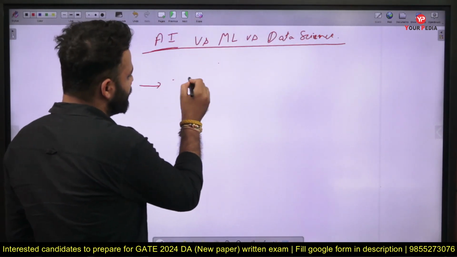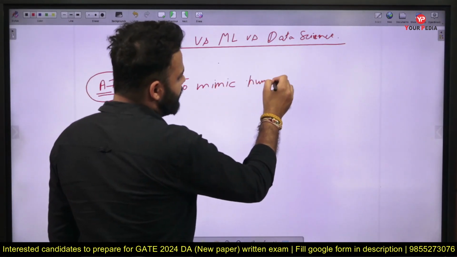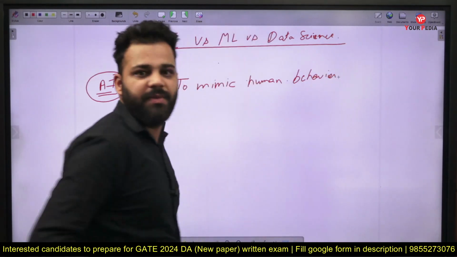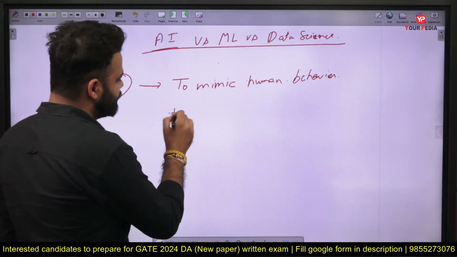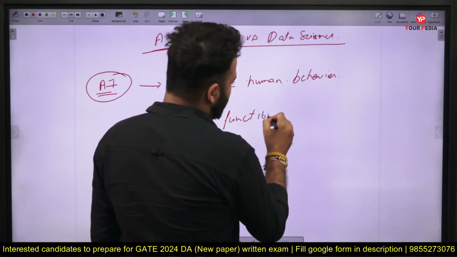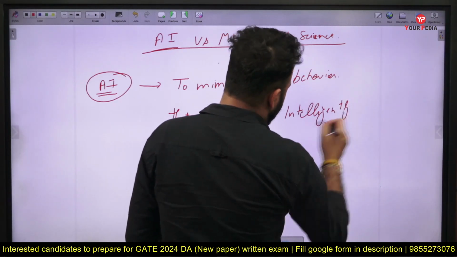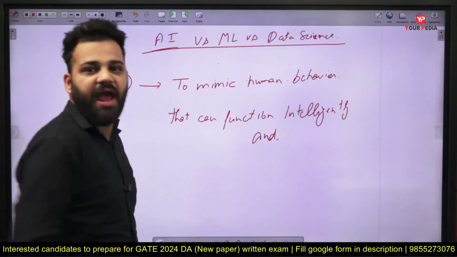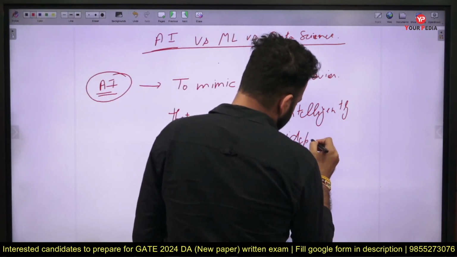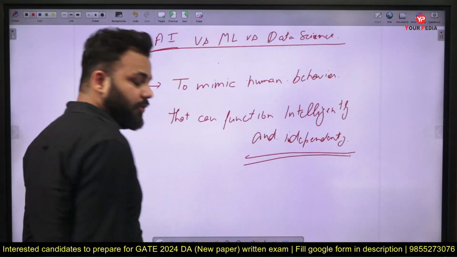So what is the main goal? To mimic human behavior, that can function intelligently and independently. Now this is the main goal of AI.